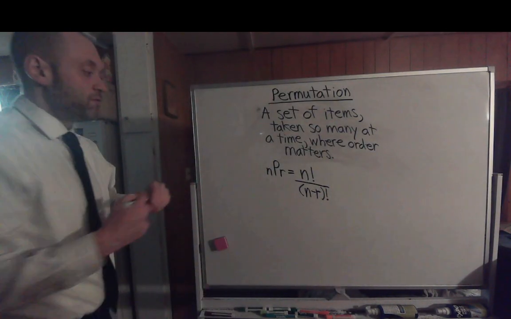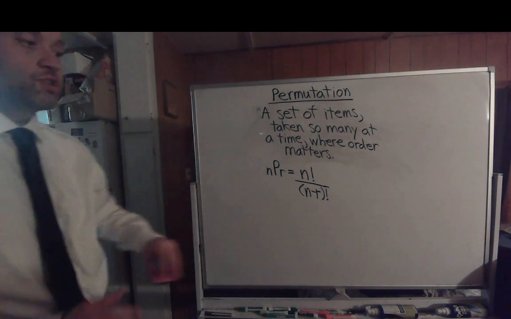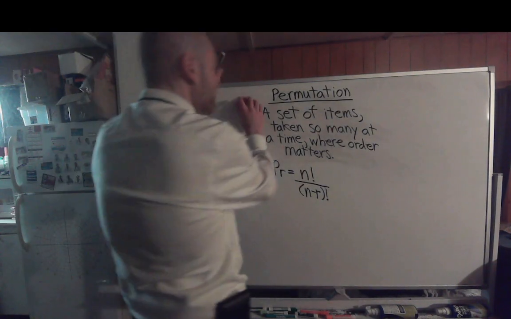So that is the formula for permutations, n factorial over n minus r factorial. So we'll do some examples of permutations.